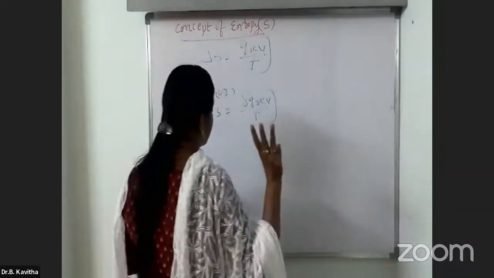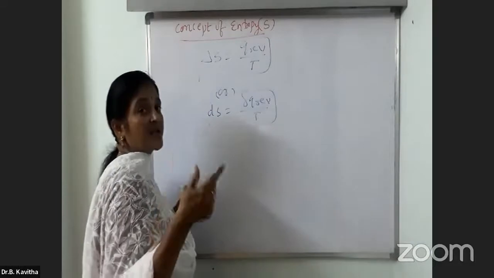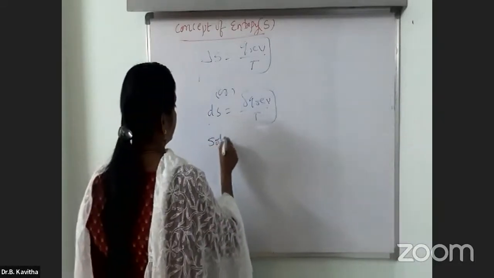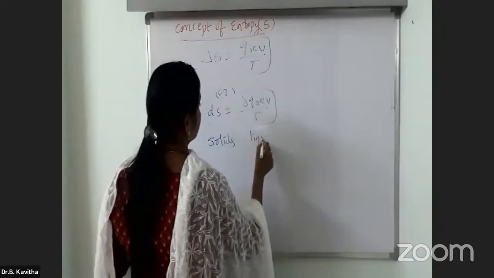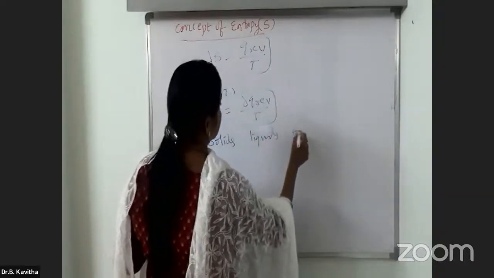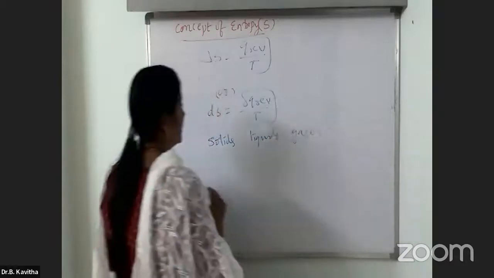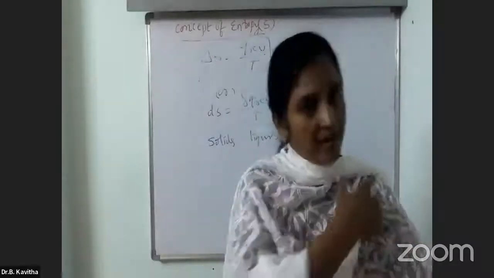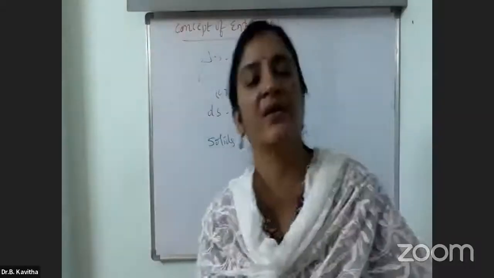I'll give you three substances. For which substance the entropy is more, you tell me. Solids, liquids, and gases. ఏ substance కి entropy ఎక్కువగా ఉంటుంది? Gases, ma'am. Gases, very good. Why? Gases, then liquid, then solid. Okay. And ఎందుకు మరి ఎక్కువగా ఉంటుంది gases కి?